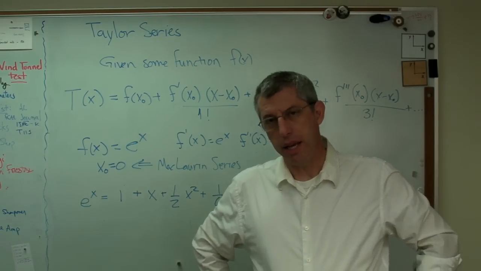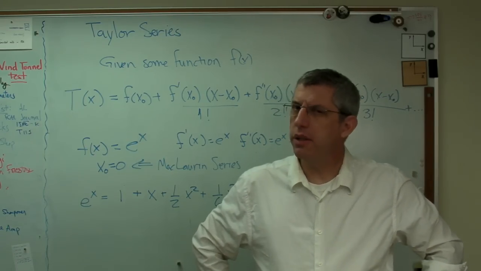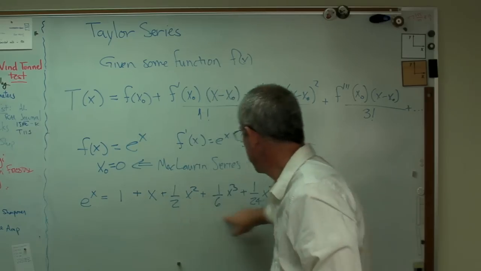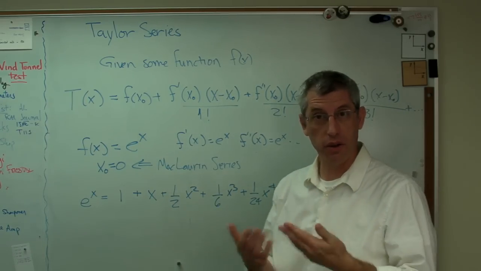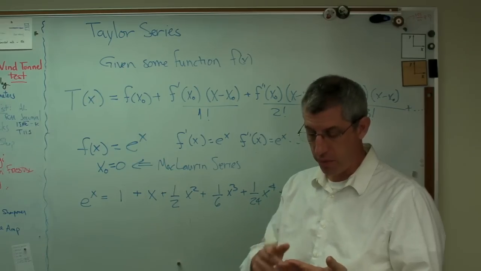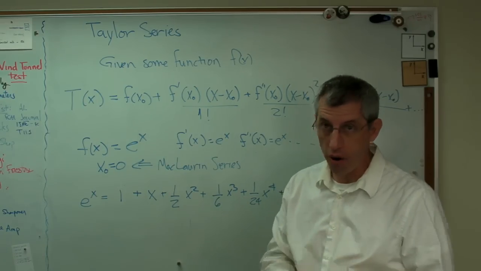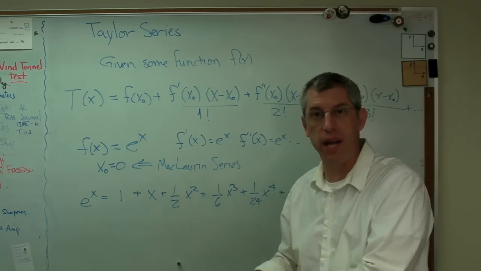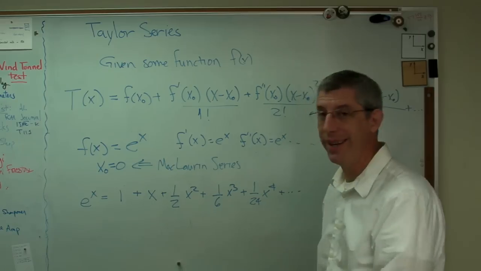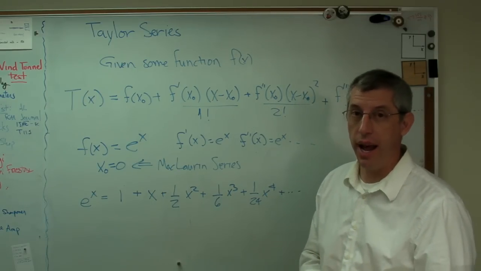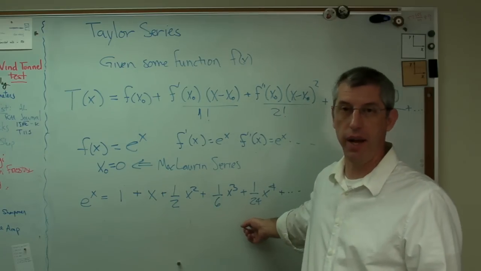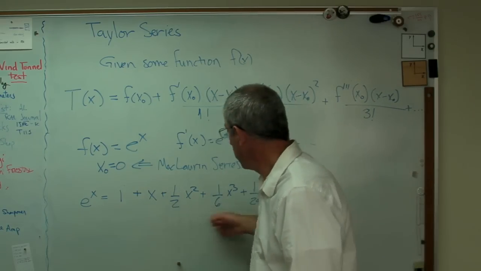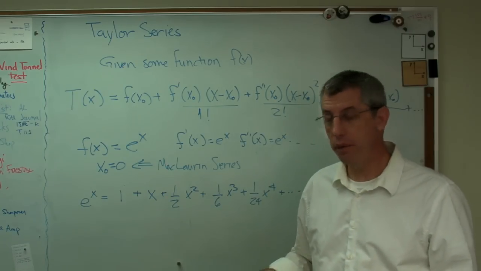If I type e to the x into my calculator, guess what it's doing inside? This is what it's doing inside, okay? Because remember, that circuit in there only knows how to add, subtract, multiply, and divide. That's all it knows how to do when you get far enough down to the transistor level. And really, it only knows how to add and multiply. Well, that's adding and multiplying. That's all that is. So this is how your calculator figures this out.